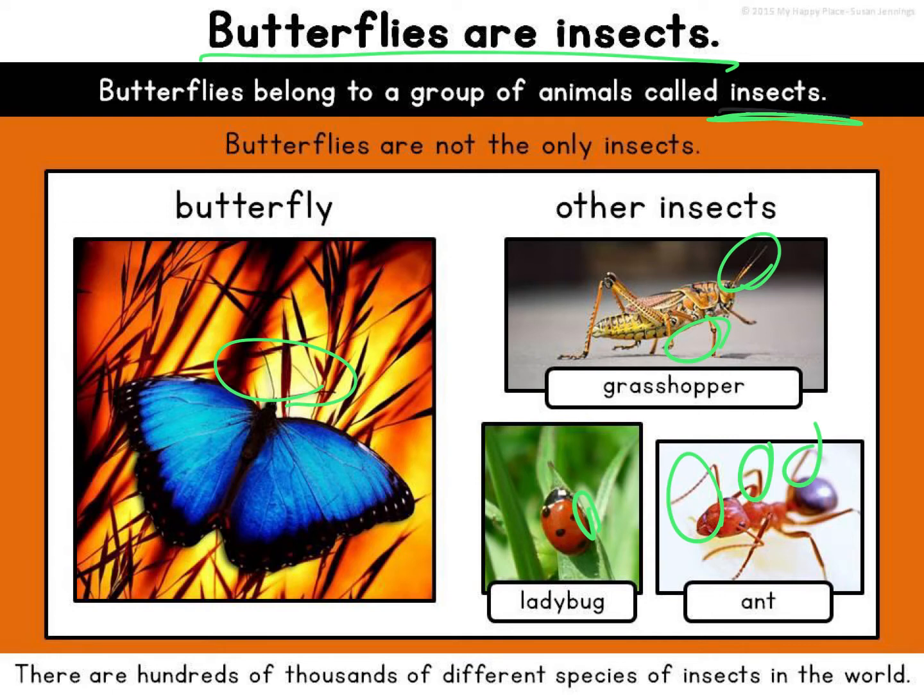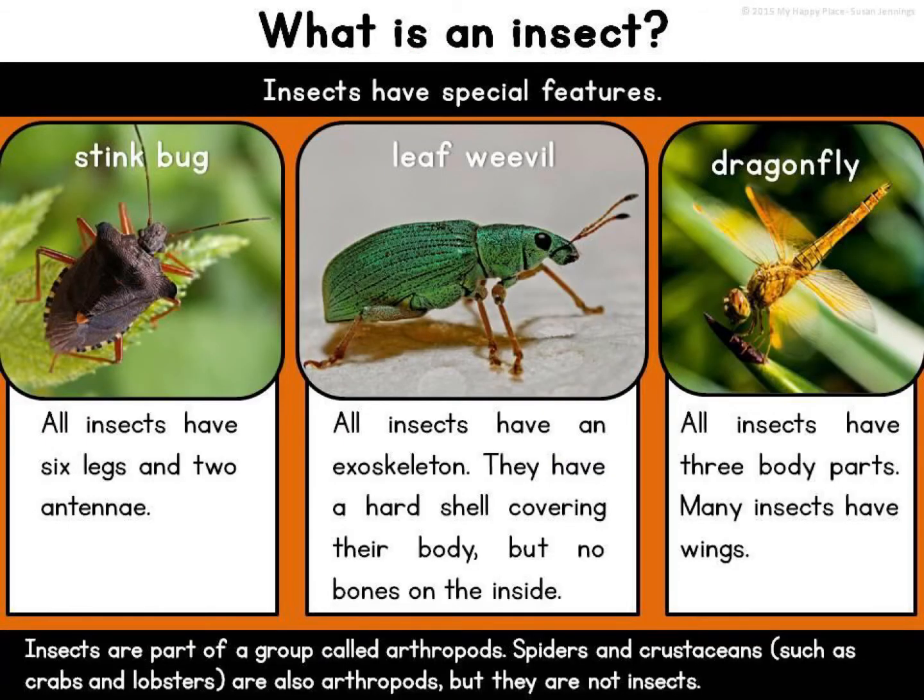Did you know that there are hundreds of thousands of different species of insects in the world? So what is an insect? Well, insects have special features. Take a look at this stink bug. All insects have 6 legs and 2 antennae.